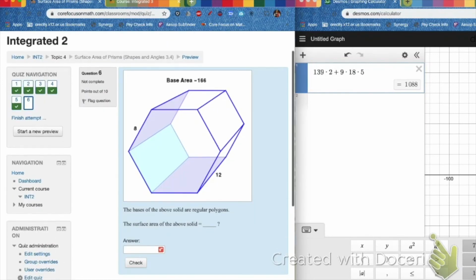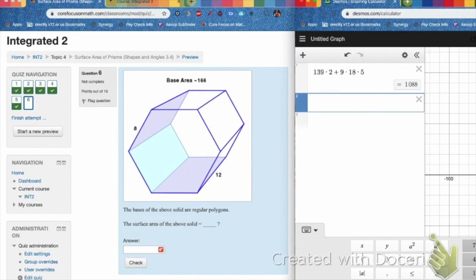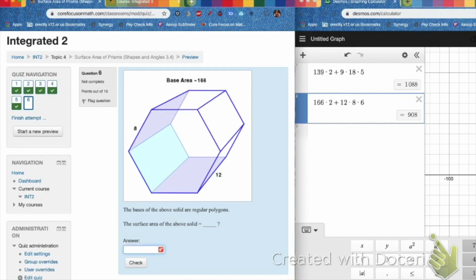All right, this one's almost exactly the same thing. Our base area now is 166 times 2, except, check it out, you have a different base shape. We had a pentagon before, now we have 1, 2, 3, 4, 5, 6-sided hexagon. So I'm going to do 12 times 8, not 9, times how many sides I have? 6. So you'll notice I did times 5 up there because I had a pentagon. Now I do times 6, and I get 908.